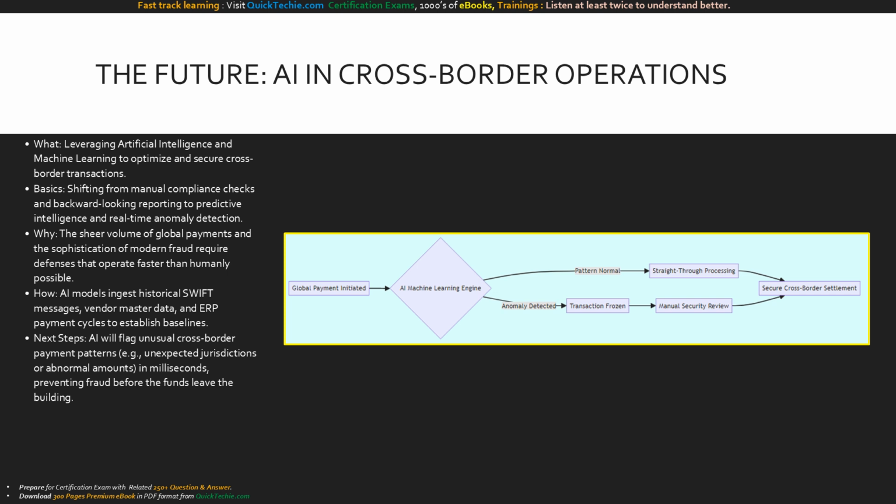Our final diagram shows the AI security gateway. A global payment is initiated and immediately hits the AI machine learning engine. The AI acts as the ultimate gatekeeper. If the pattern is normal, the transaction takes the top path to straight-through processing. If an anomaly is detected, it drops to the lower path, the transaction is frozen, and a manual security review is triggered. Ultimately, this intelligent friction ensures that only legitimate transactions reach secure cross-border settlement.